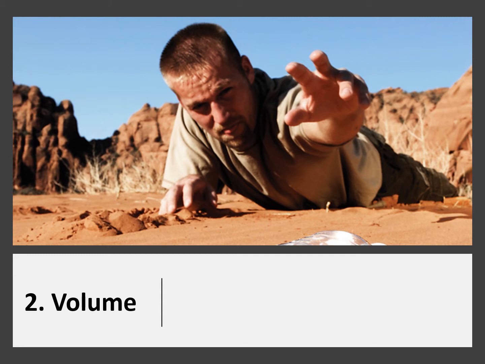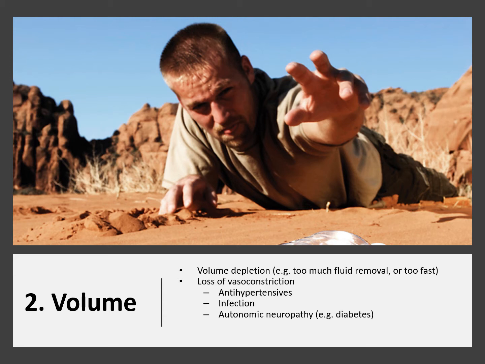Volume is the second cause of low blood pressure. So specifically, is the patient volume depleted? Have we removed, say, too much fluid with dialysis or removed fluid too fast? Have the blood vessels lost their ability to vasoconstrict or tighten? That is, are the muscles in the blood vessel wall too relaxed? This can be caused by blood pressure medication, infection, or a nerve problem, which is called autonomic neuropathy, which we'll discuss later. And finally, is there any evidence of blood loss? So acute blood loss or hemolysis, which is rupture of the red blood cells, will lower blood pressure.